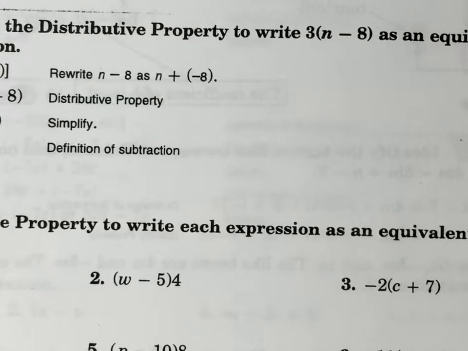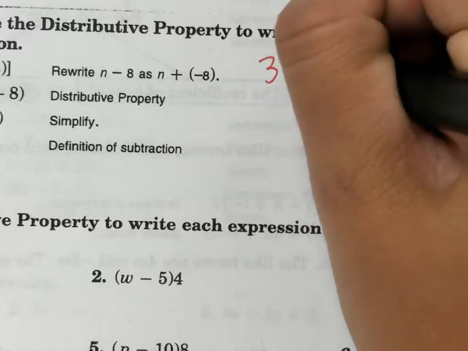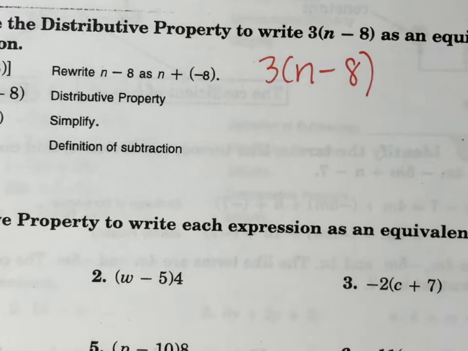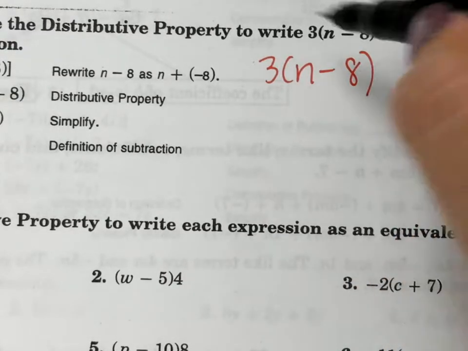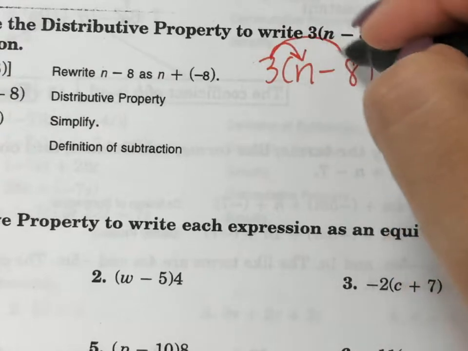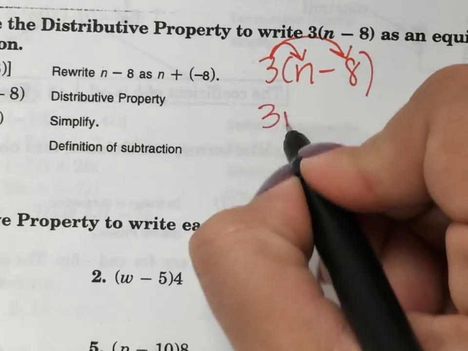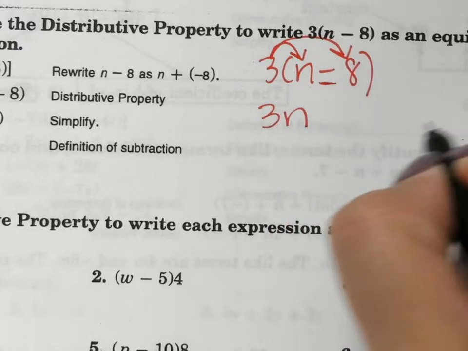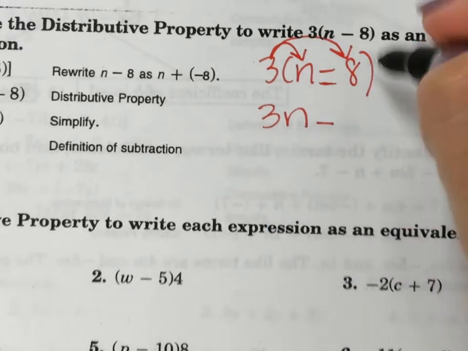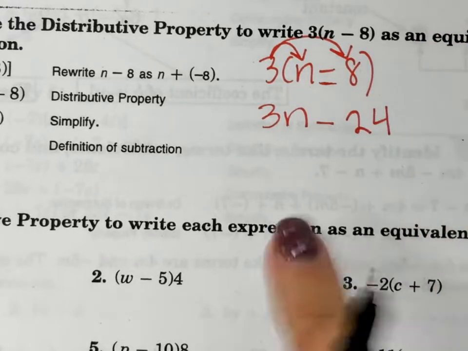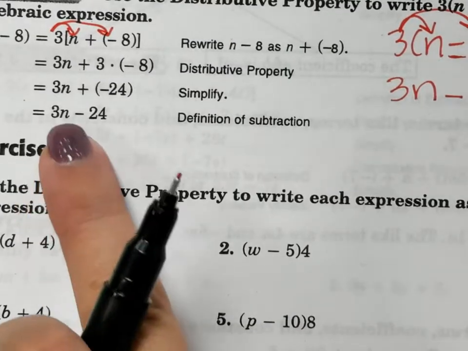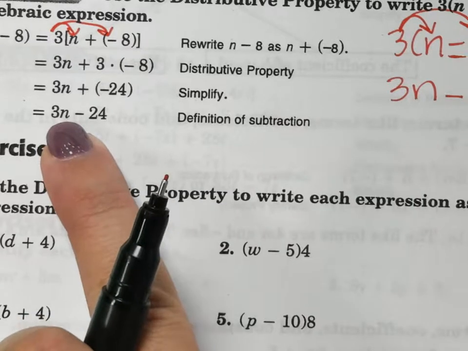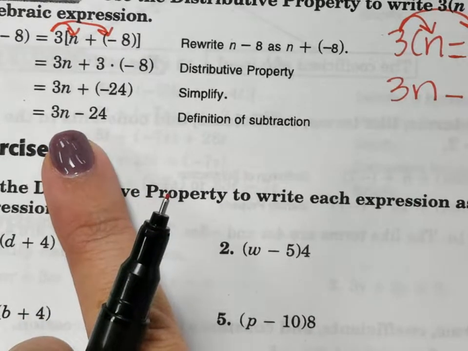So that's if you change it to an addition problem. If you want to keep it as a subtraction problem, you can. You just have to be a little bit more careful, especially if your number is over here on the right side. So you're still going to distribute your 3 to your n and your 8. So you get 3 times n, and then you keep your subtraction sign, so minus 3 times 8, which is 24. And it gives me the same exact answer as if I changed it to an addition problem. Okay? So whichever way you prefer, I'm fine with.